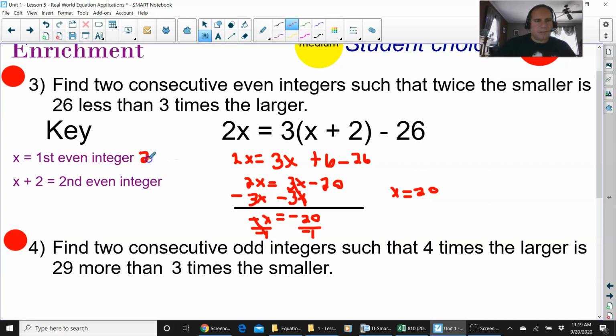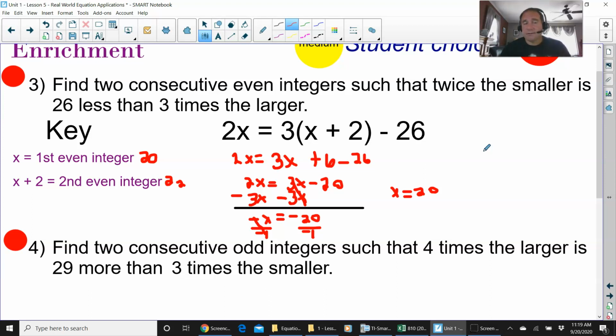So the first integer is 20, and the second integer is 22. If you substitute in 20, this is 40, and then this side would be 66. It would be 26 less. This side would be 40 also if you subtract 26 from it. So it would be equal. It would equal out if you substitute it in, and that's how you know that it is correct.